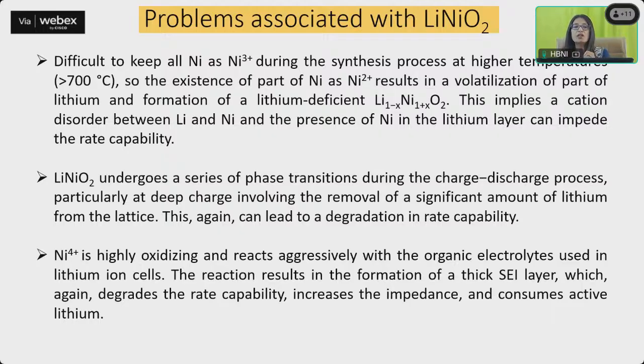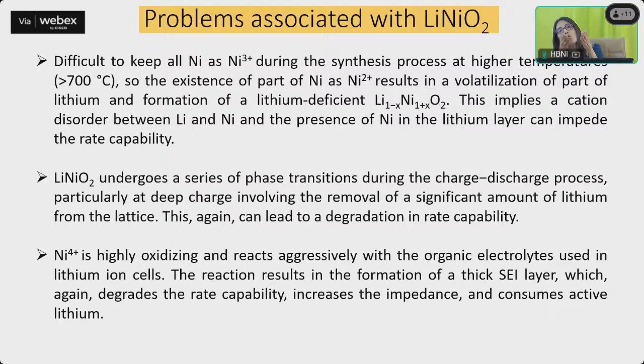And also Ni4 plus, when it forms, is highly oxidizing. When you have taken out the entire lithium from LiNiO2, what you are left with is Ni4 plus. And this is highly oxidizing, and it is going to react aggressively with all the organic electrolytes which are used in lithium ion cells. The result will be that you form a very thick SEI layer, which again will degrade the rate capability. It will increase the resistance or the impedance, and it is going to consume active lithium. So these are the problems.